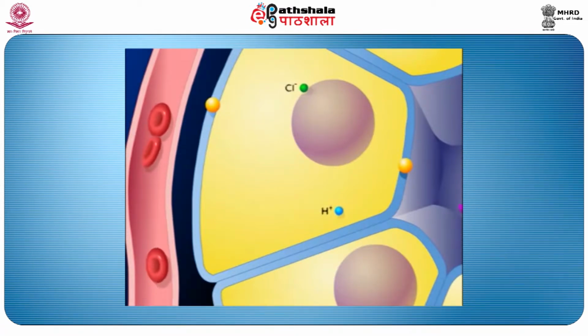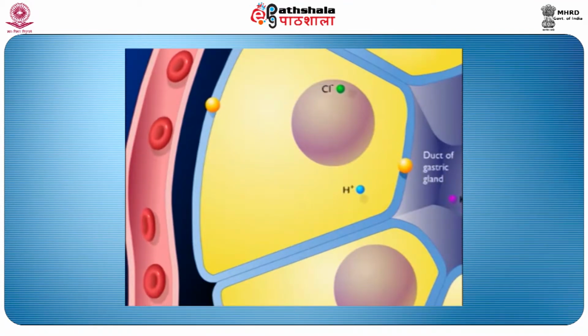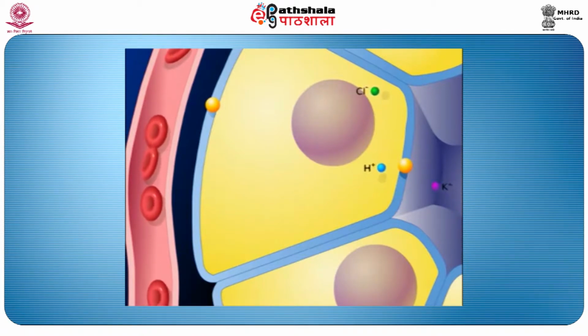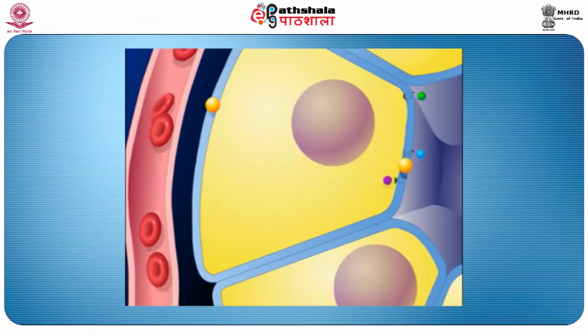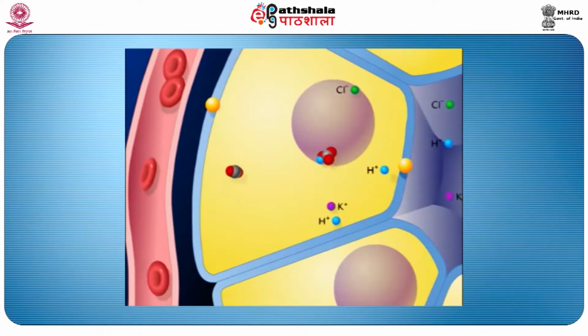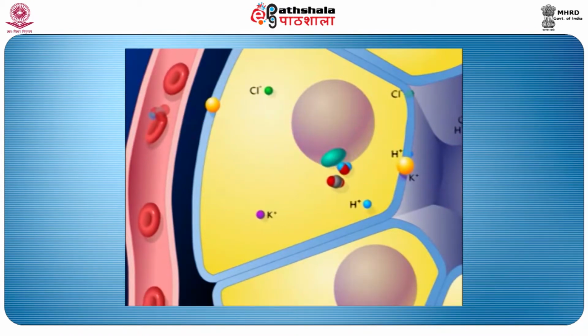The hydrogen ions are actively transported into the duct of the gastric gland, and the negatively charged chloride ions diffuse with the positively charged hydrogen ions. Potassium ions are counter-transported into the parietal cell in exchange for hydrogen ions. The net result is production of hydrochloric acid in the parietal cells and its secretion into the duct of the gastric gland. Hope you got an idea how the gastric acid is produced in the stomach.